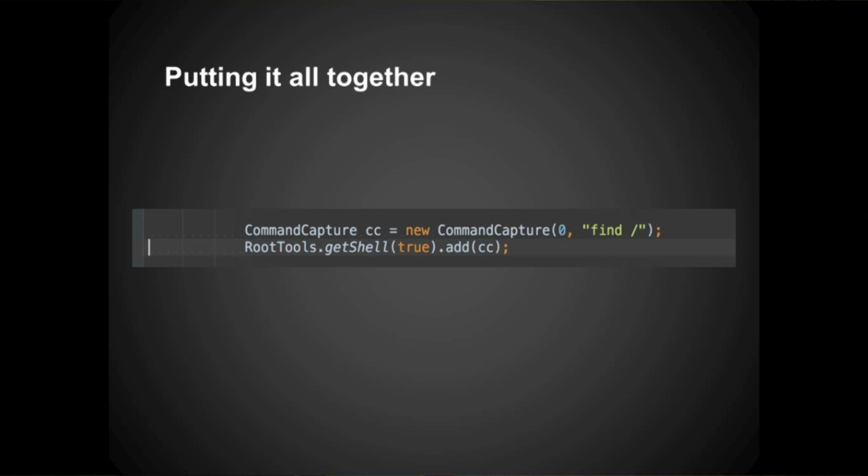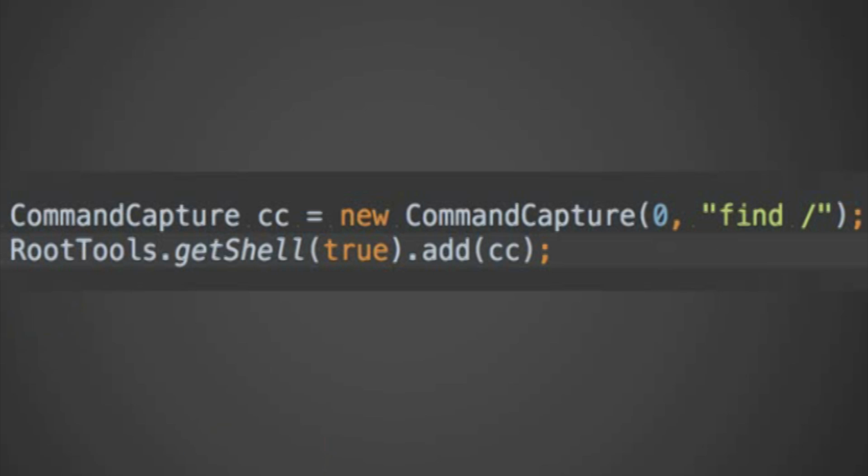So putting it all together, at the very minimum, this is all you need to execute a command. This is the scenario where you're just executing a command and you're doing a fire and forget. You don't care about the output, you don't care about when it finishes or if it fails, you're just nonchalantly executing a command. So you need to get an instance of a command capture in this case, pass in the ID of the command, which I use as 0, and the command that you want to execute. Then you just need to get an instance of the shell and then add the command to the shell, and that's it.